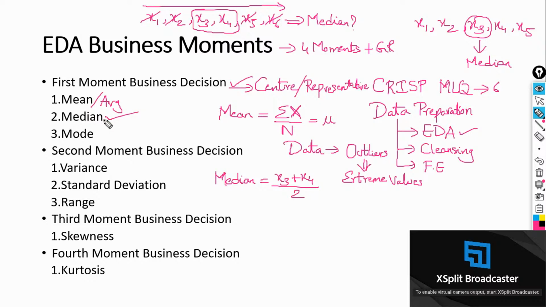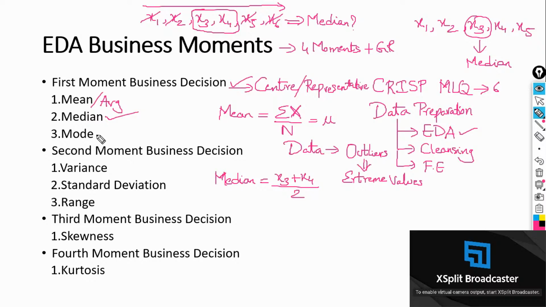And when you have outliers in the data set, the median does not get influenced by these outliers. So you can blindly go and calculate the median and consider the median value as the center value, the representative value of our data. But if you don't have outliers, you can consider the mean value as the center value. Right. Then comes the third measure with respect to the first moment of business decision. It is nothing but mode.